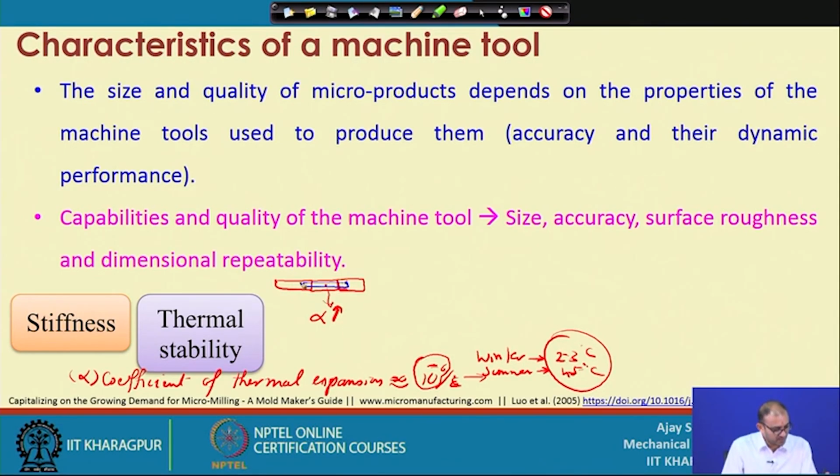If this is happening, then what will happen? This particular component will move in this direction, and this will move in this direction. Since everything is closely packed, even a slight movement here and there will disturb the whole assembly, and you end up with some permanent deformation in the machine tool.